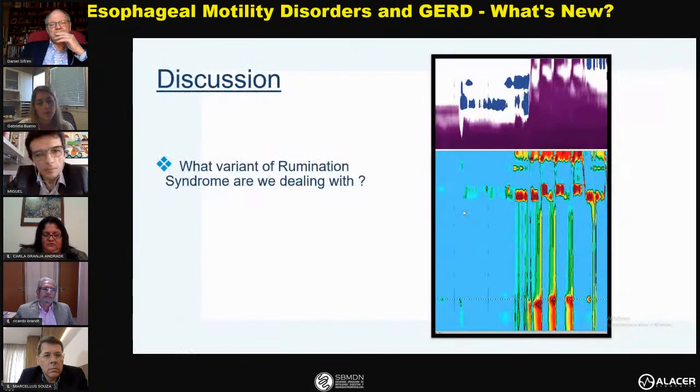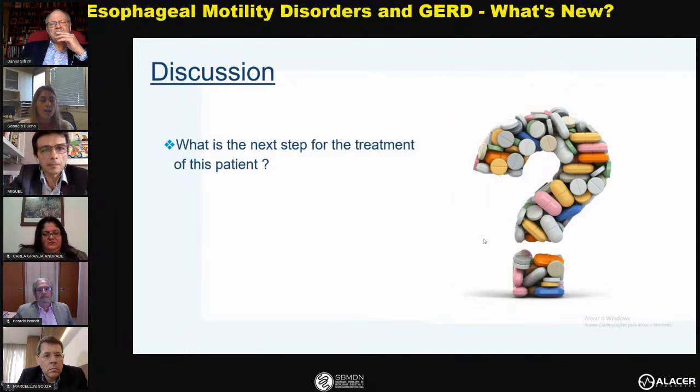So the next question is, what variant of rumination syndrome are we dealing with in the present case? And the last one is, what is the next step for the treatment of this patient?